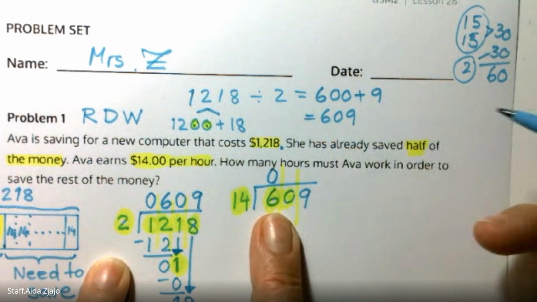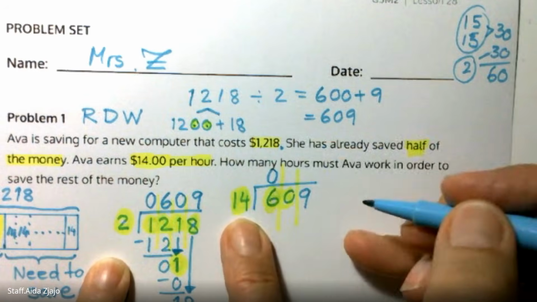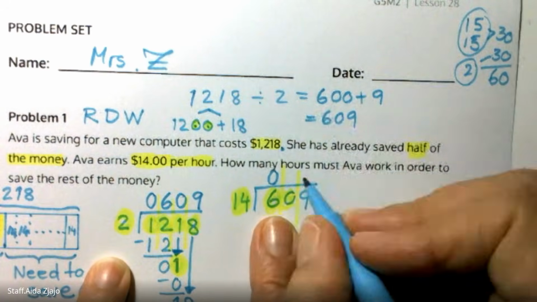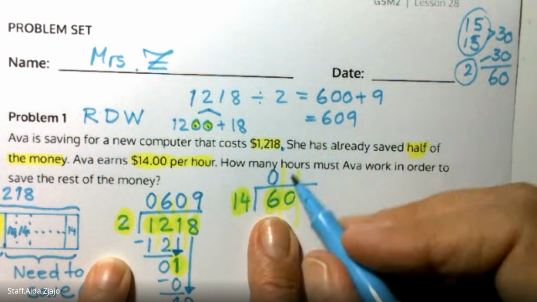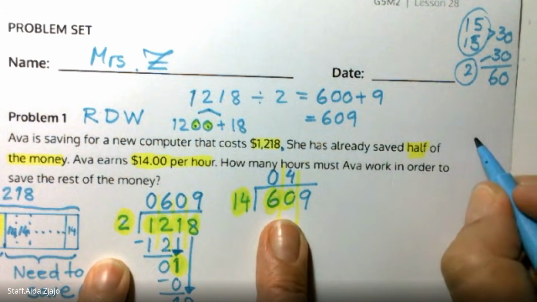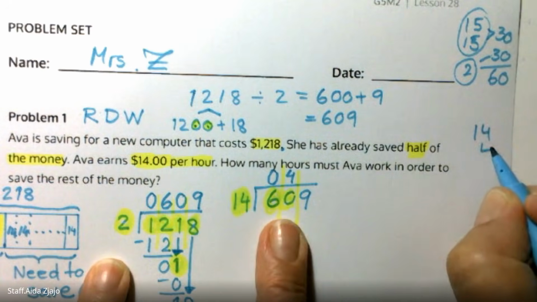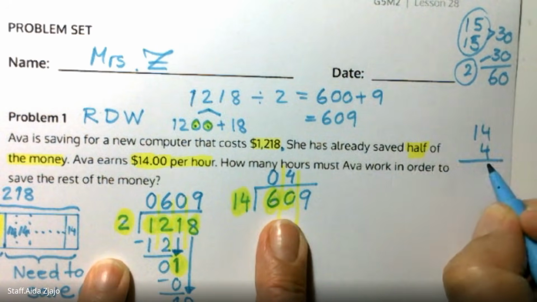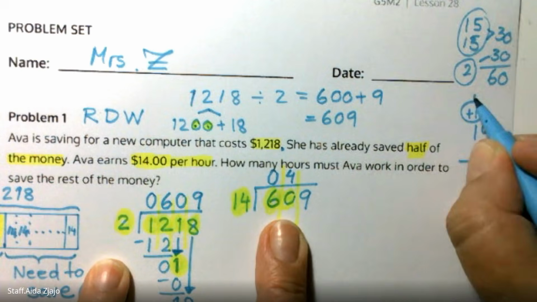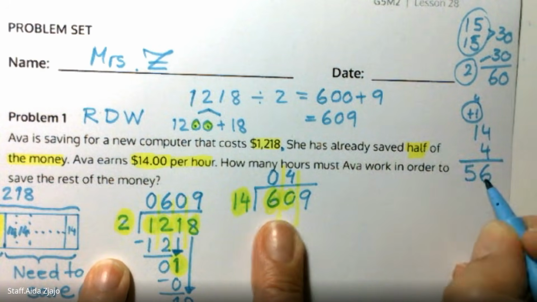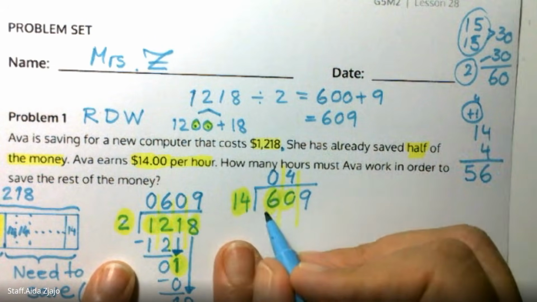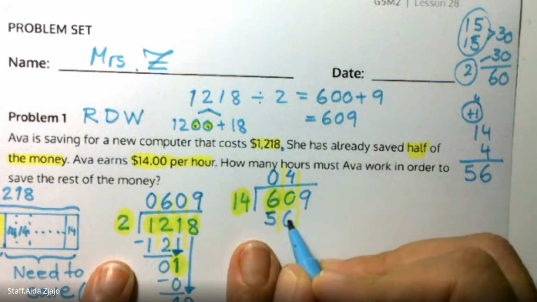correct answer to have how many 14s are in 60. So let's see, if I guess that this is 4, I can go on here, and I say 14 times 4. 4 times 4 is 16. I remember 1. And 1 times 4 is 4, plus 1 is 5. So very close. So 14 times 4 is really 56.